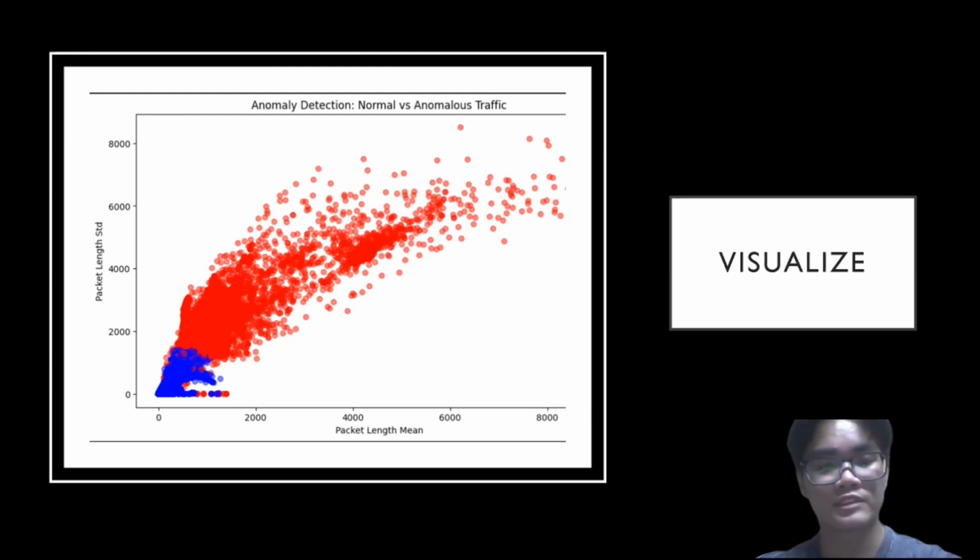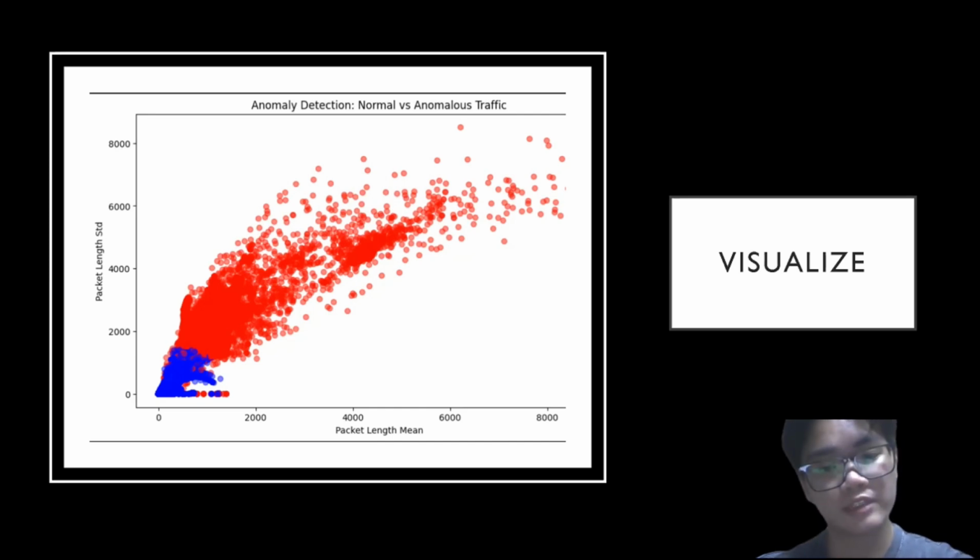And here you can see the color coding, which has the color blue and then the color red. The blue dots represent normal traffic, and you will notice that they are concentrated in the lower left part of the plot, which means the packets are smaller on average and less variable. Red dots, on the other hand, represent anomalous traffic. These are scattered broadly across the plot and especially in higher ranges, for both mean and standard deviation. This pattern makes sense. Abnormal traffic often shows more erratic behavior, higher average sizes, and greater inconsistency, which is exactly what this visualization captures.